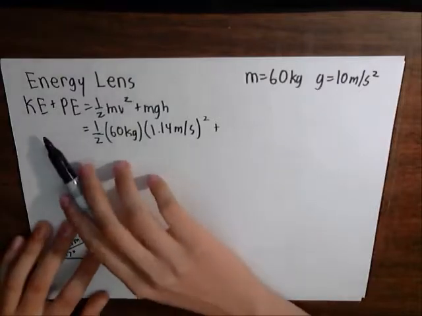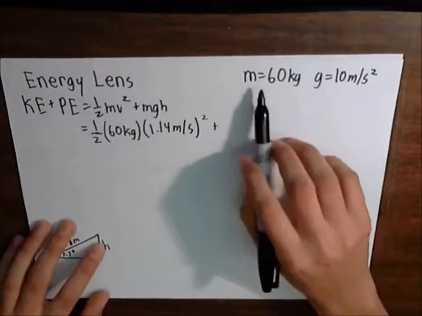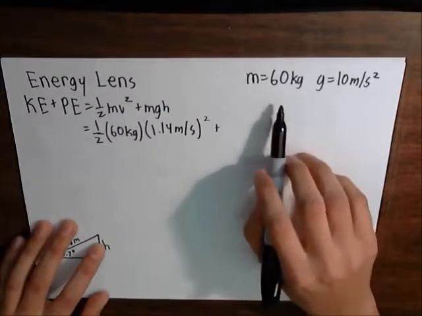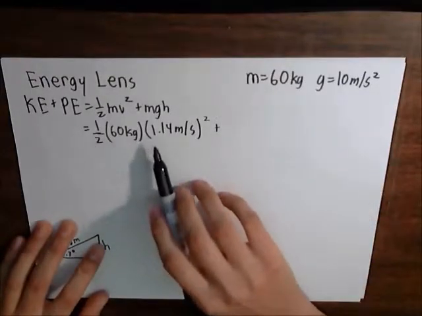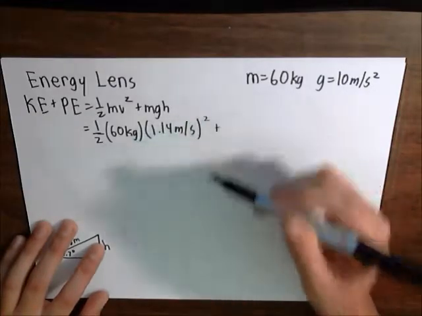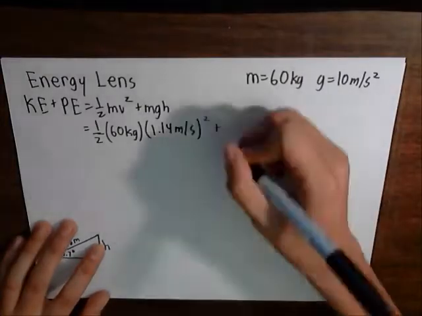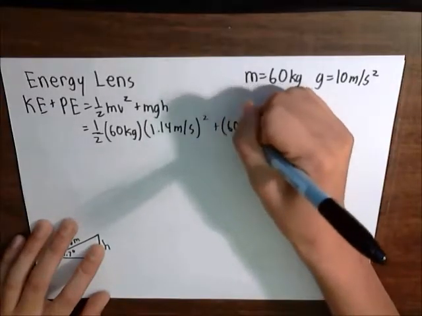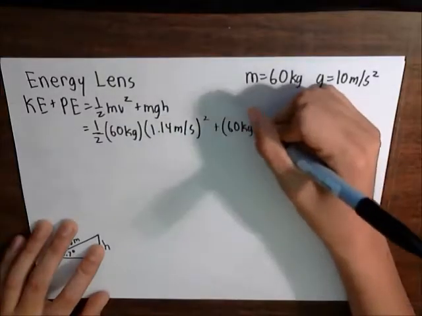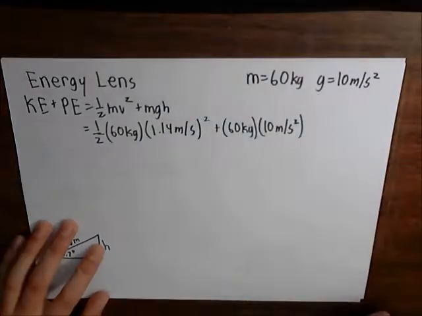So for kinetic energy we have 1/2 the mass, and the mass of Samantha is roughly 60 kilograms, so 1/2 times 60 kilograms times 1.14 meters per second quantity squared, and we just found the velocity. And we're going to add that to the potential energy, the mass times gravity, and we know that the acceleration due to gravity is 10 meters per second squared.